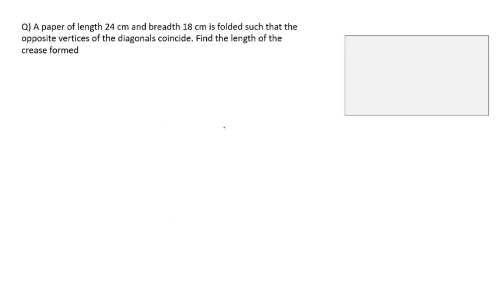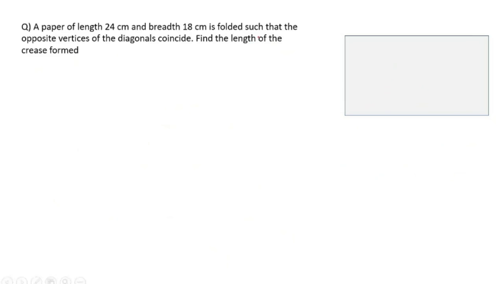But basically, if this is a rectangular piece of paper, right, and if you fold it such that opposite vertices of the diagonals coincide, if this end comes here, there'll be a crease formed, right? And you can take any two diagonals. You can start folding from here and reach this, you can start folding from here and reach this, or whatever, basically, right?